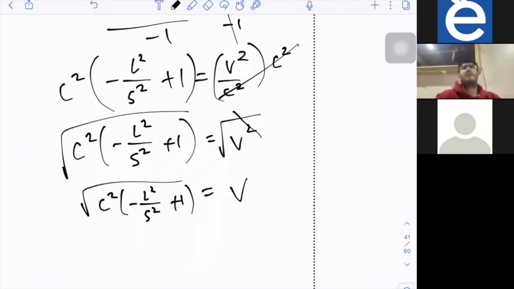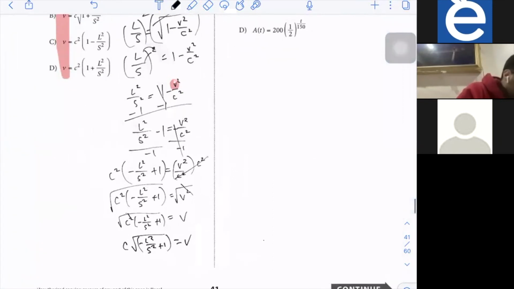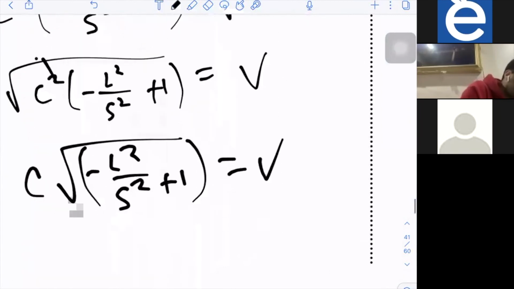So the square root of c squared is just basically c, because you're just getting rid of the exponent, and then you still have to keep the radical for everything else, because that does not simplify. You get negative L squared over S squared plus 1, all in radical parentheses, is equal to V. And notice how it's not one of the answer choices, because they just have the order switched around. So you still get C radical and just switch the order around.